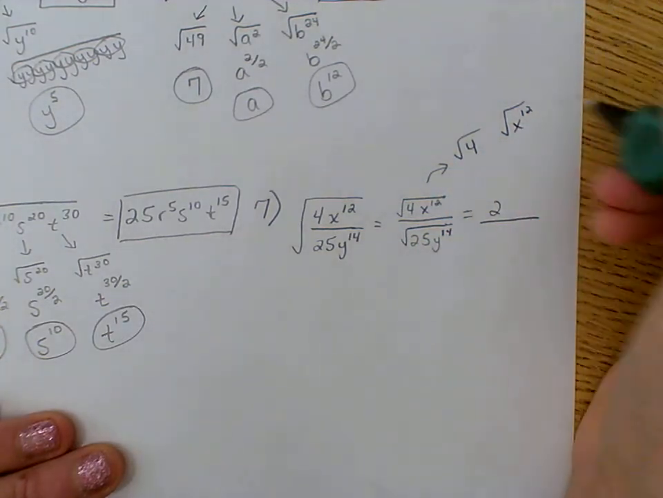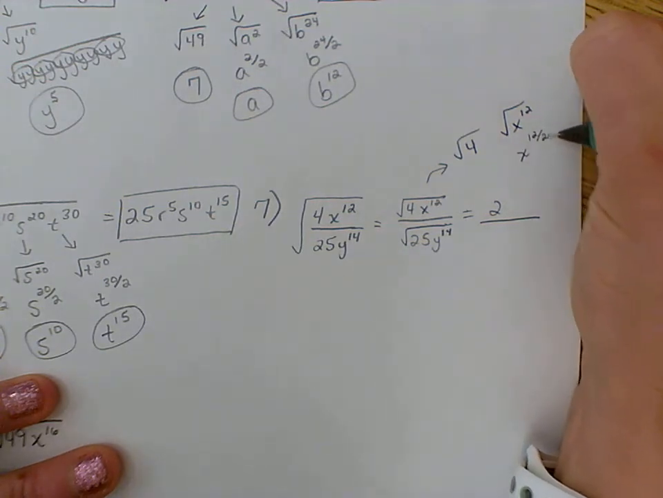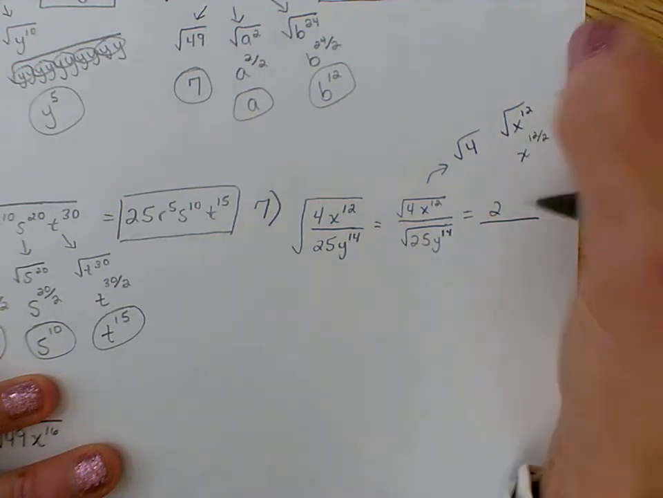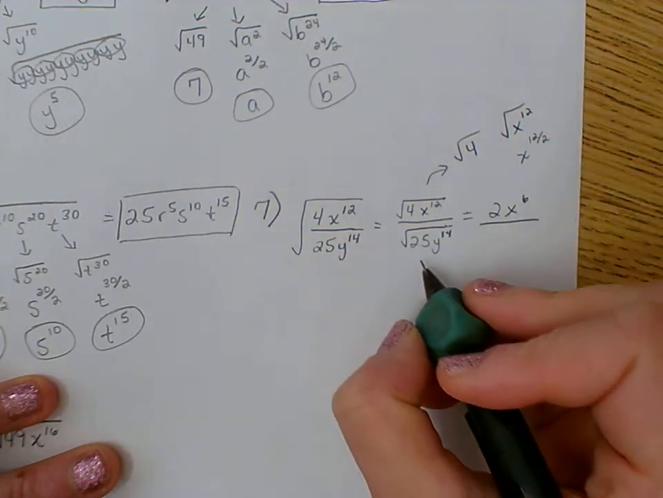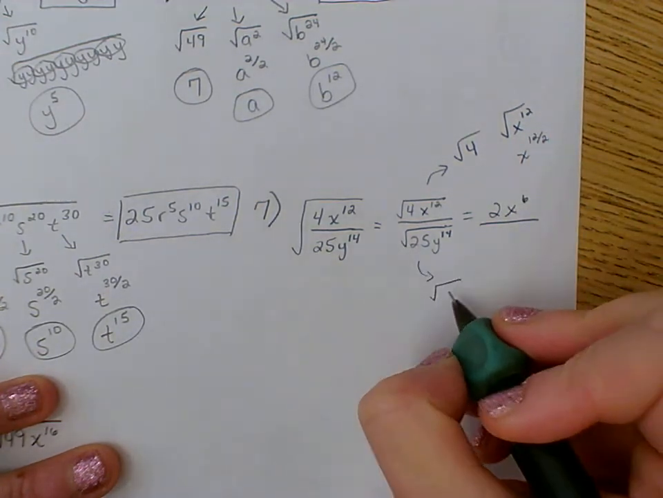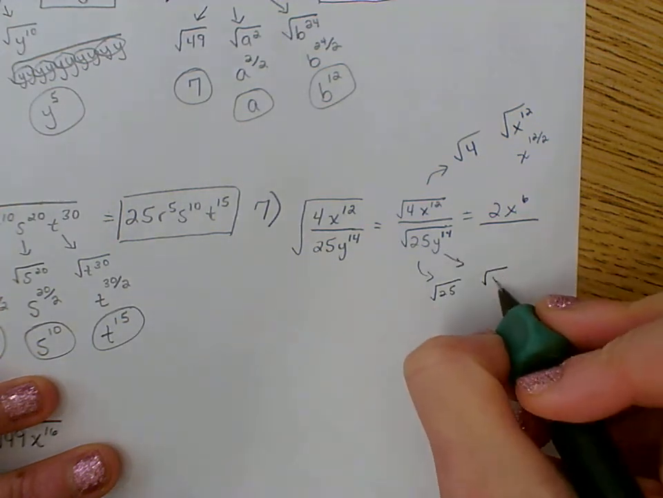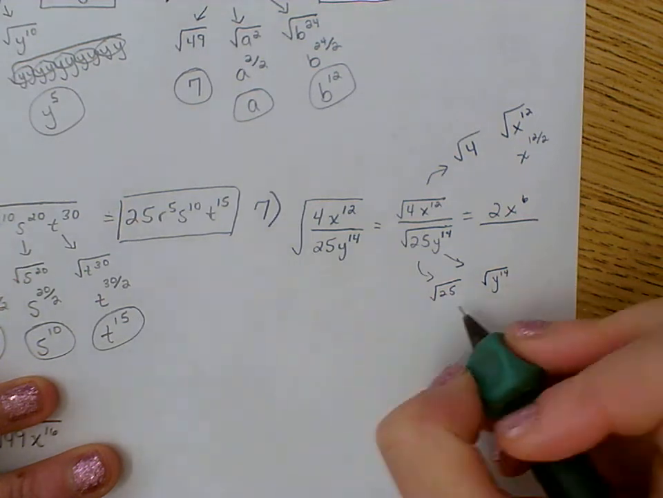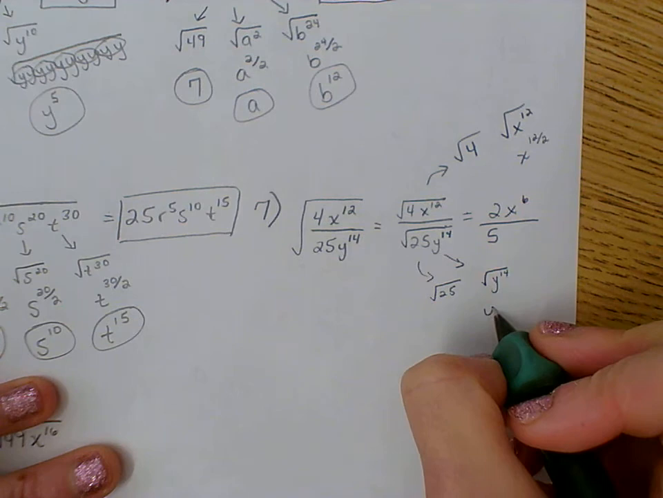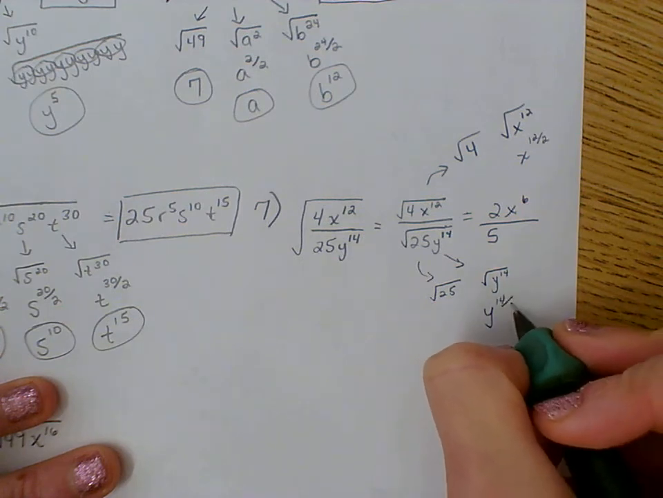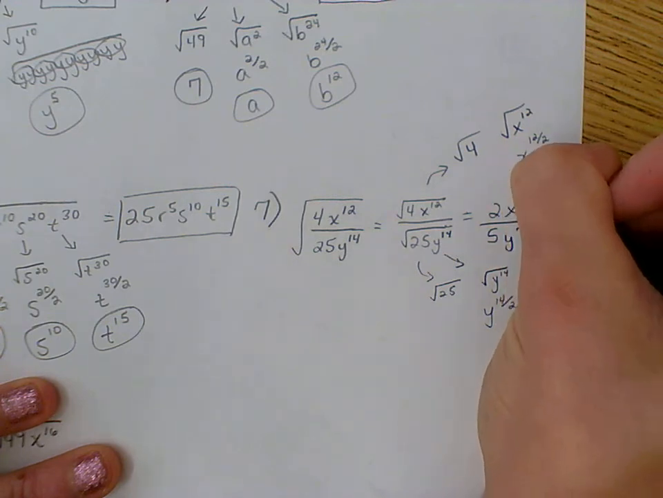The square root of x to the 12th, that would be x to the 12 over 2, power over root. So that'd be x to the 6th. And then on the bottom, you split it up here. So it'd be the square root of 25, and then the square root of y to the 14th. The square root of 25 is 5, so I'm going to write it there. And then this would be y to the 14 over 2, power over root. So that'd be y to the 7th.